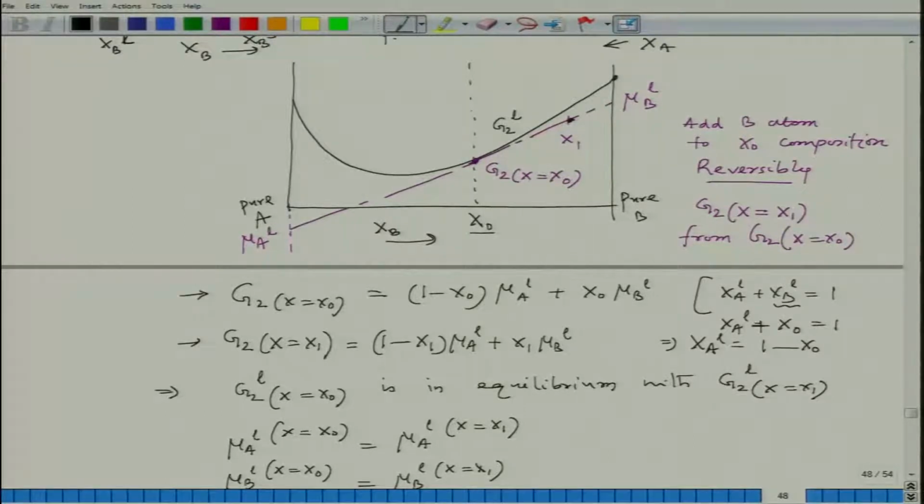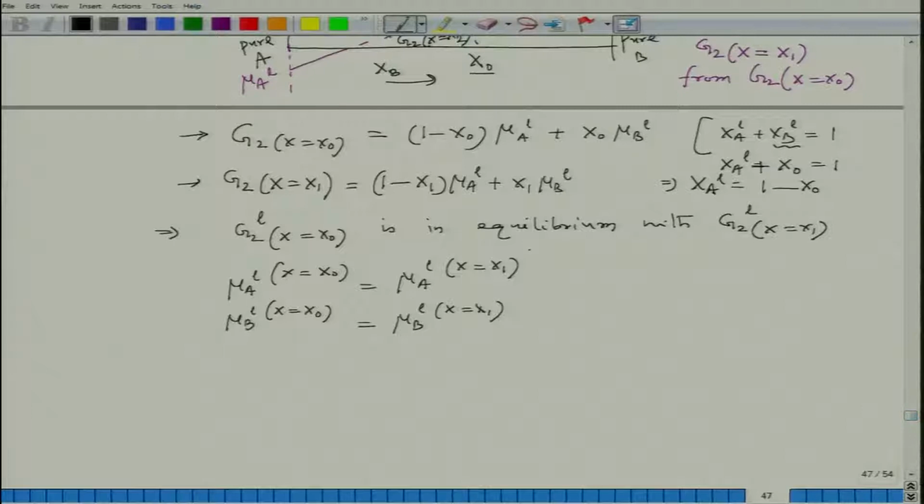Similarly, if I go this way and reach, let us say, the x2 composition, then I have to take out B from x0, because it is going towards the A-rich side, reversibly from x0 to reach this particular G2 at x equal to x2 point, and there also this equilibrium concept can be validated.